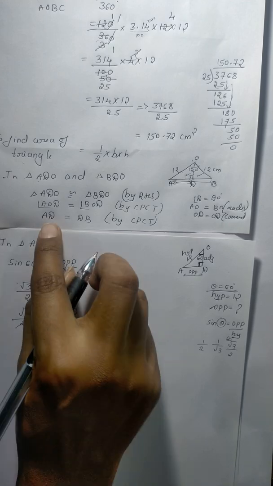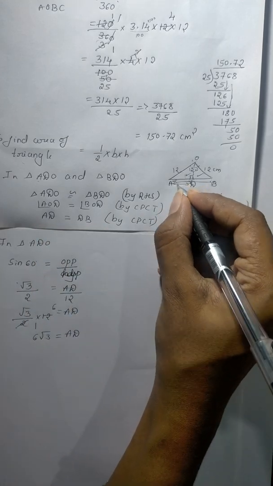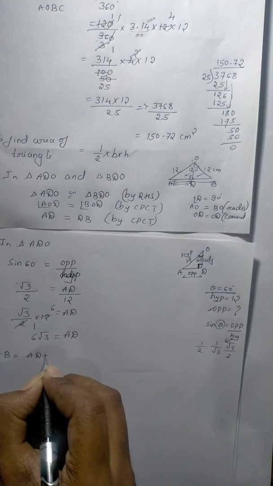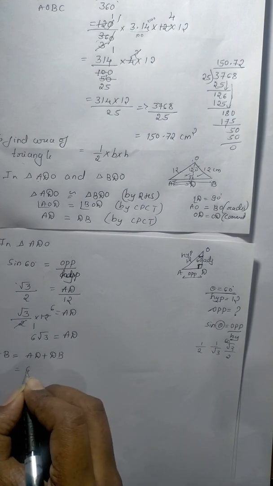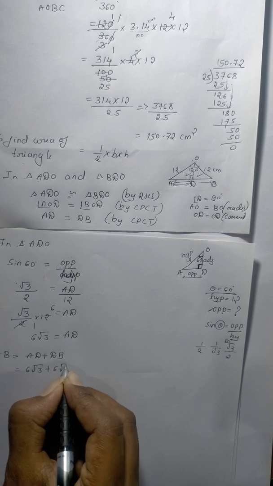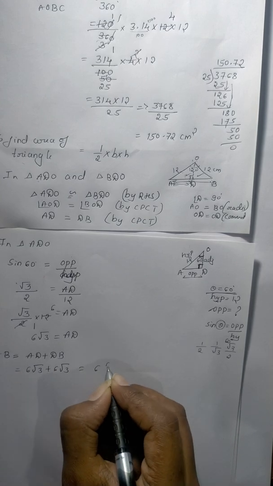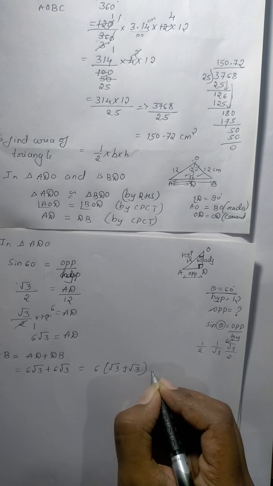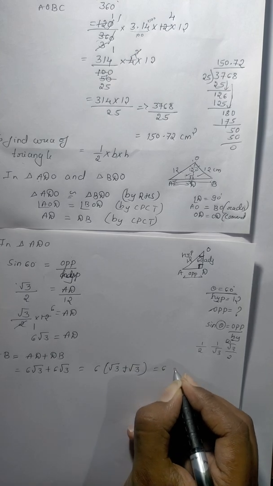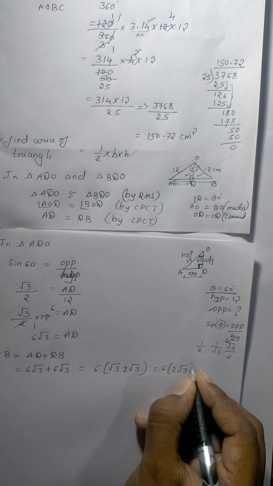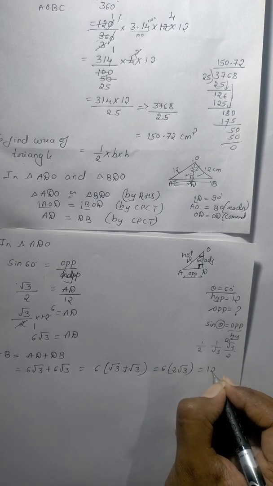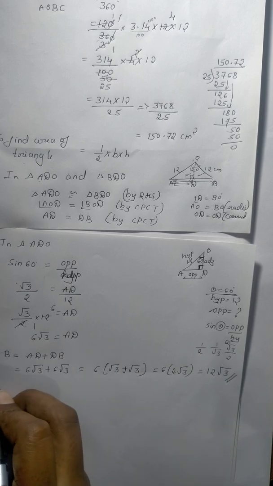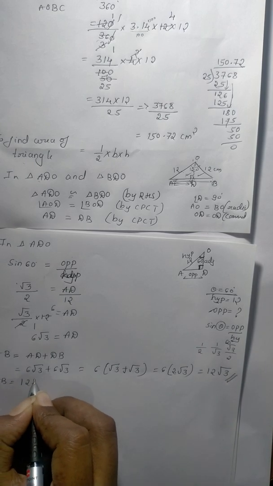So as AD is this much, then AB will be AD plus DB. So AD is 6 root 3 plus 6 root 3. Now 6 is common, then root 3 plus root 3 is 2 root 3. So 6 twos are 12, 12 root 3. So AB will be 12 root 3.